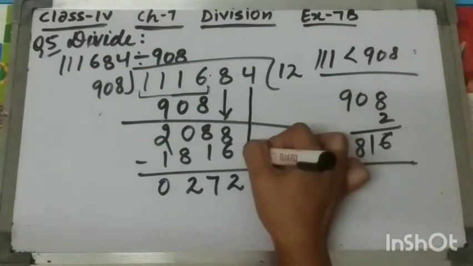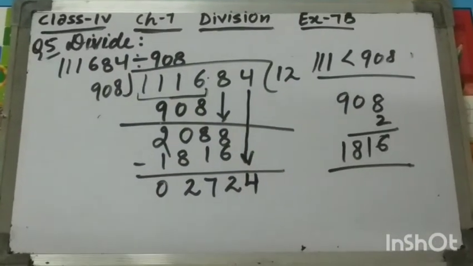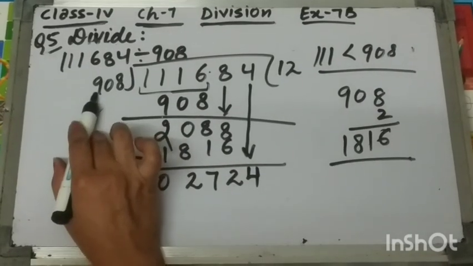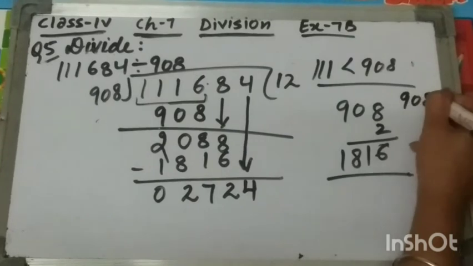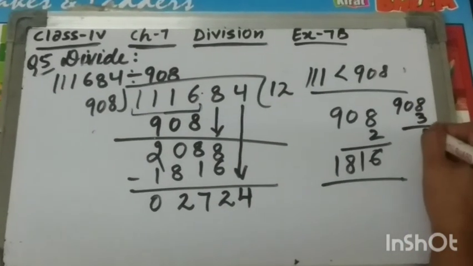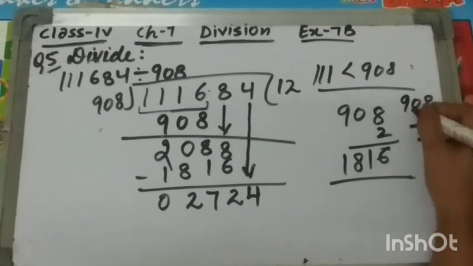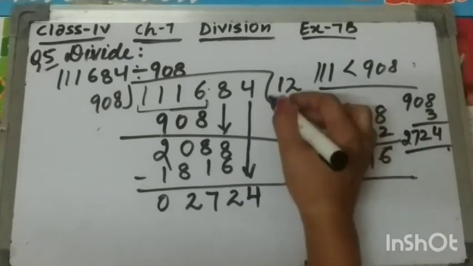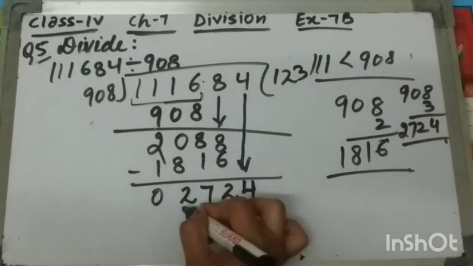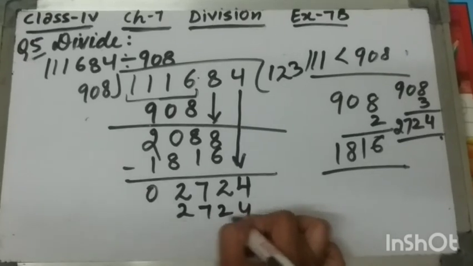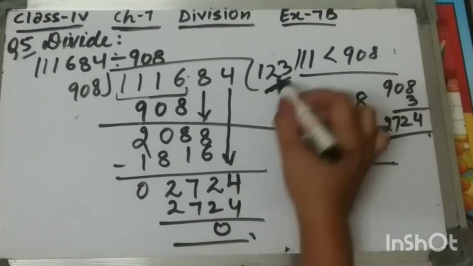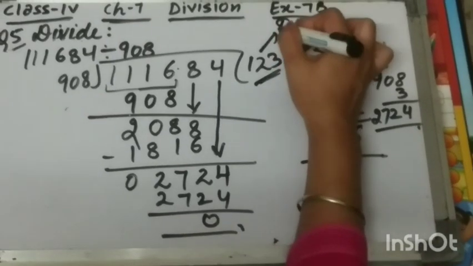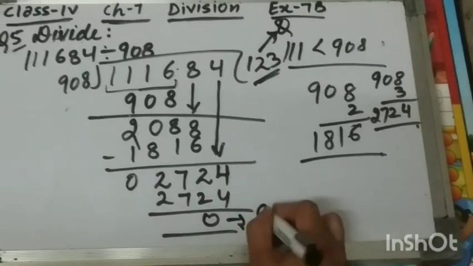Now bring this 4 down. And 9 3s are 27. So check it at 3. 908 3s: 8 3s are 24, 9 3s are 27. Okay. So 908 3s are 2724. So your quotient is 123. This is your quotient and remainder is 0.